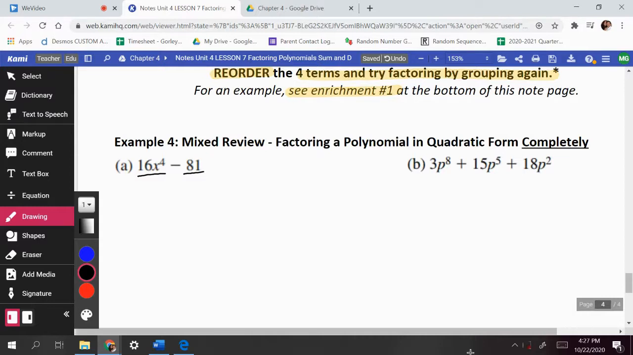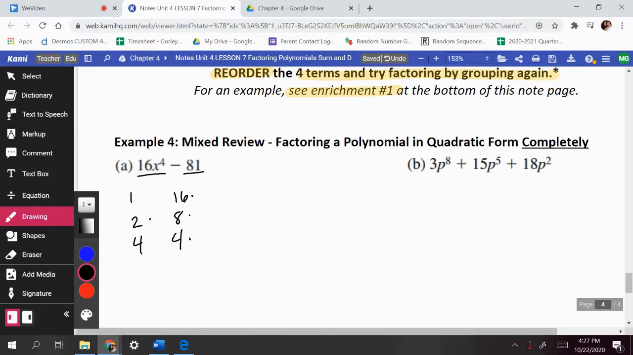Well, the factors of 16 are what? 1 and 16, 2 and 8, 4 and 4. Okay, is 81 divisible by 16, 8, 4, or 2? Is 81 divisible by 16? No, I get a decimal. Is 81 divisible by 8? No, I get a decimal. 4, I get a decimal.